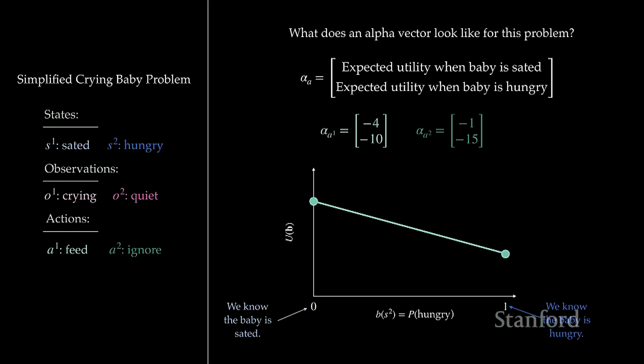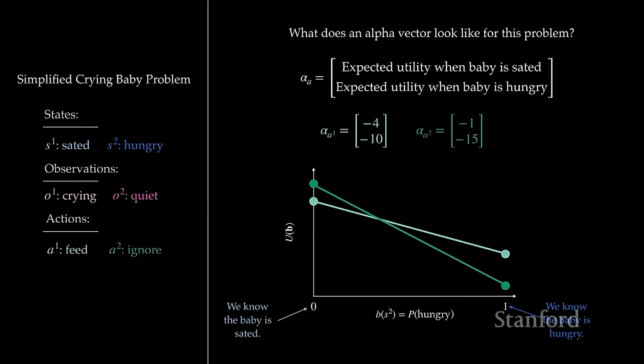Okay, then we can do the same thing for our other alpha vector. So -1 when we know the baby's not hungry, -15 if we know the baby is hungry and we choose to ignore it. That makes sense. If we know the baby is hungry and we choose to feed it, then we do much better than if we know it's hungry and we choose to ignore it. Then again we can connect these values and we get another alpha vector.